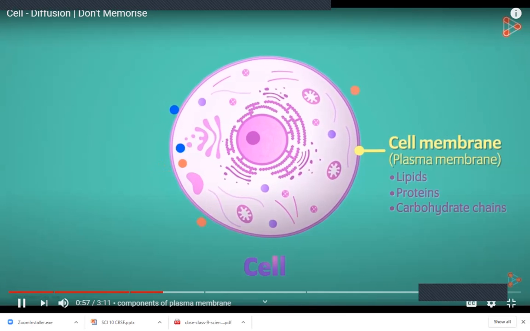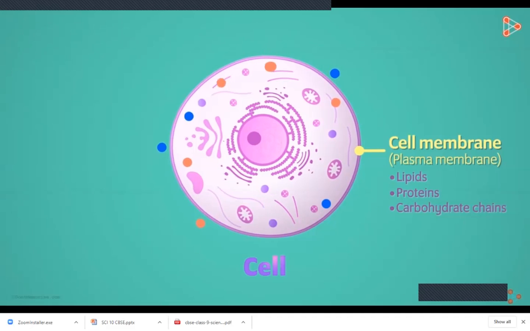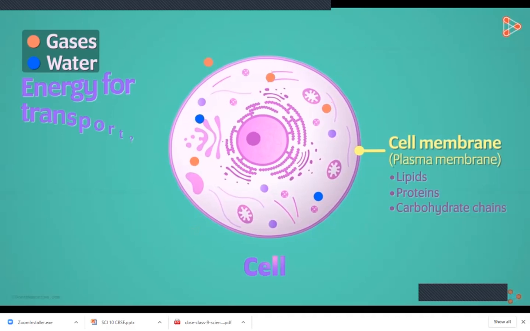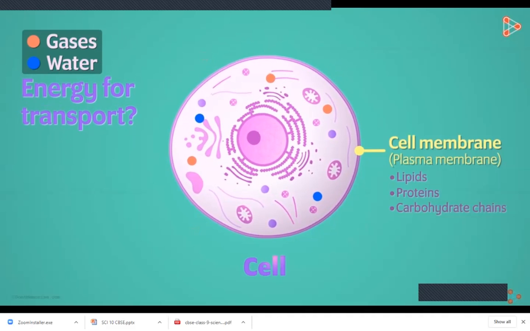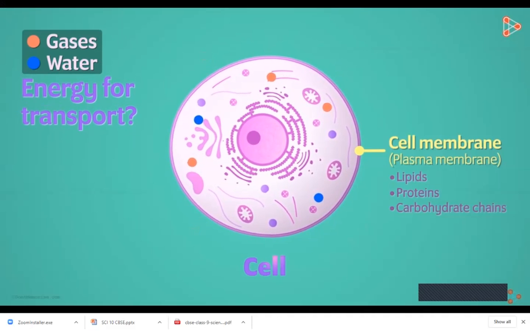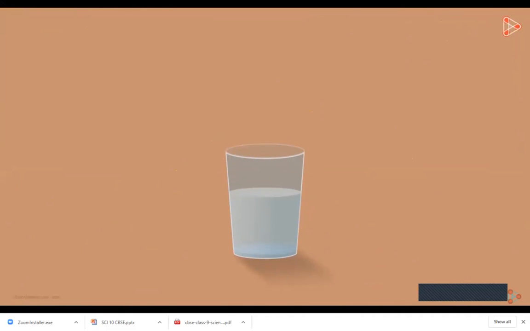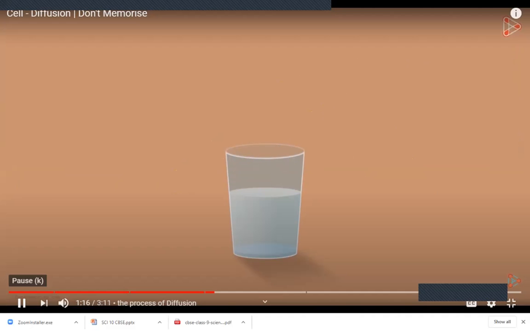Some materials really move in and out of the cell. Those include gases and water. Do you think these molecules need energy for traveling across the membrane? Let's take a simple example to understand what exactly happens in this case. We know what happens when a drop of ink is added to a glass of water.